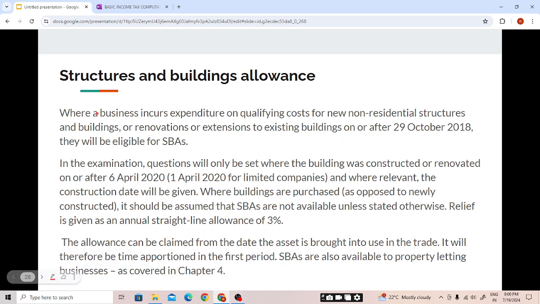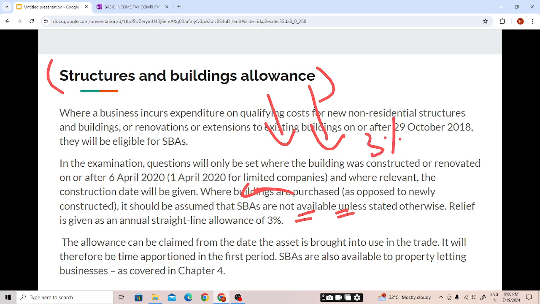I hope this is clear. The structures and buildings allowance is available on qualifying expenditure, and the qualifying expenditures are expenditures on the construction of the building or structure itself, or acquisition. We can acquire also, but only if it is stated that we need to calculate the structures and buildings allowance will we calculate it. And the allowance is provided at a flat rate of 3%.